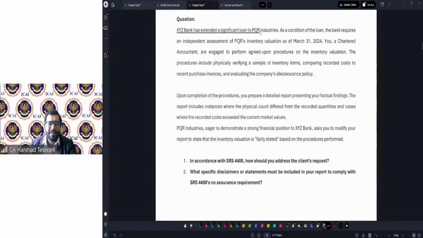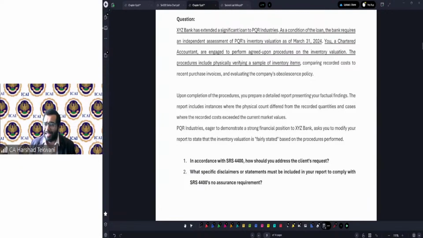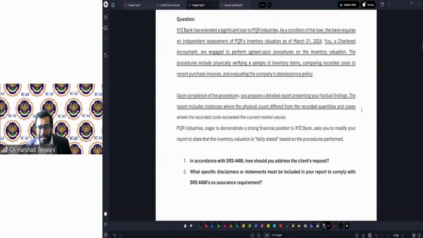XYZ Bank has extended a significant loan to PQR Industries. As a condition of the loan, the bank requires an independent assessment of PQR's inventory valuation as of March 31, 2024. You, a chartered accountant, are engaged to perform agreed upon procedures on the inventory valuation. The procedures include physically verifying a sample of inventory items, comparing the recorded cost to recent purchase invoices, and evaluating the company's obsolescence policies. Upon completion, you prepared a detailed report presenting your factual findings. The report includes instances where the physical count differed from the recorded quantities and cases where the recorded cost exceeded the current market values.